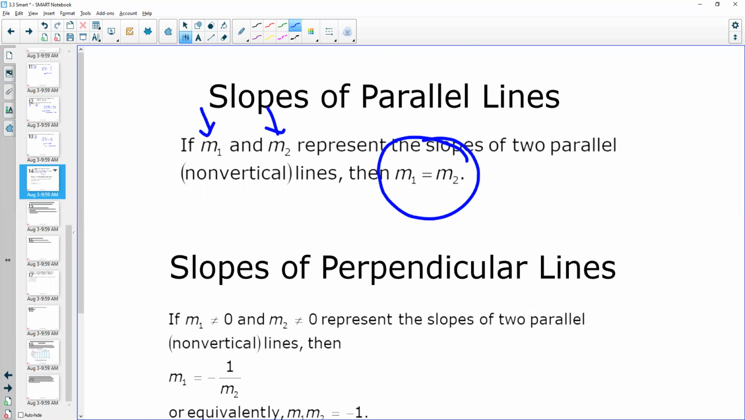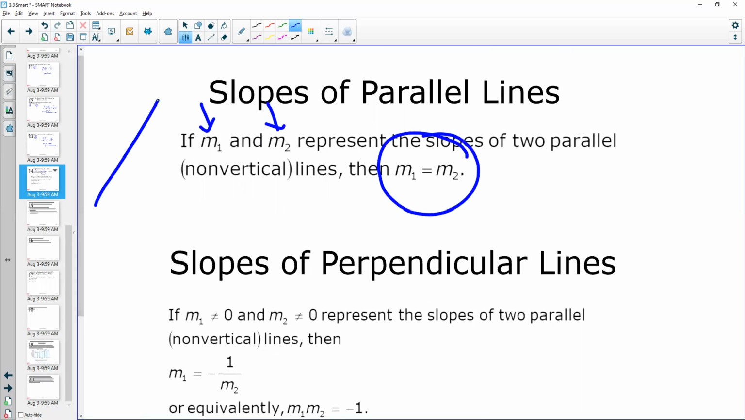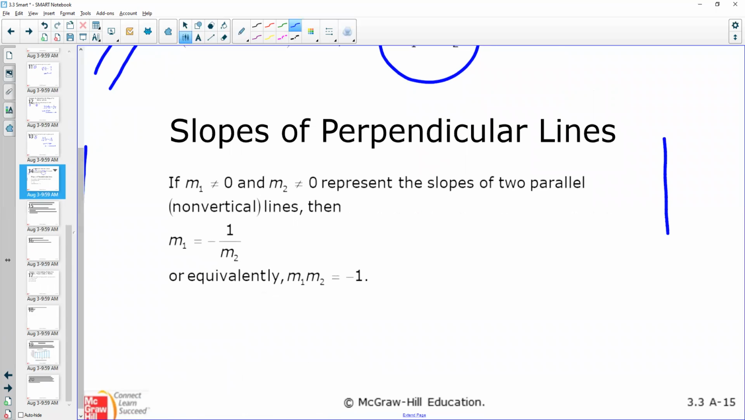For 2 lines that are perpendicular, remember parallel is like train tracks. They run at the same path, they never cross, they're always the same distance apart. 2 lines that are perpendicular cross at a right angle, okay? So they make a T connection. The slopes of 2 perpendicular non-vertical lines, one is the negative inverse of the other.